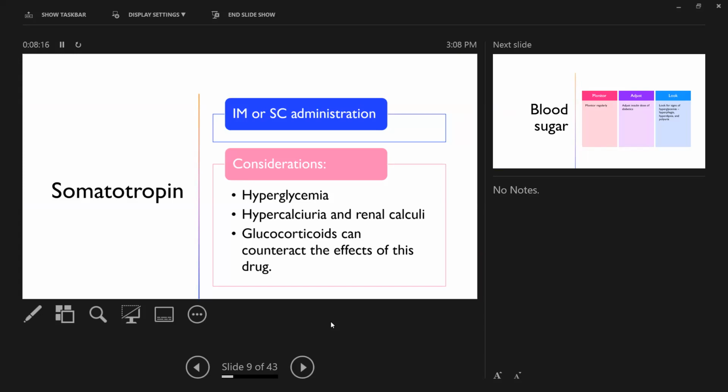You also get mobilization of calcium. So hypercalciuria, which can lead to kidney stones, is a problem. So look for signs of kidney stones, measure calcium in the urine, look for crystals, order the labs necessary for that. And glucocorticoids can counteract the effects of this drug.